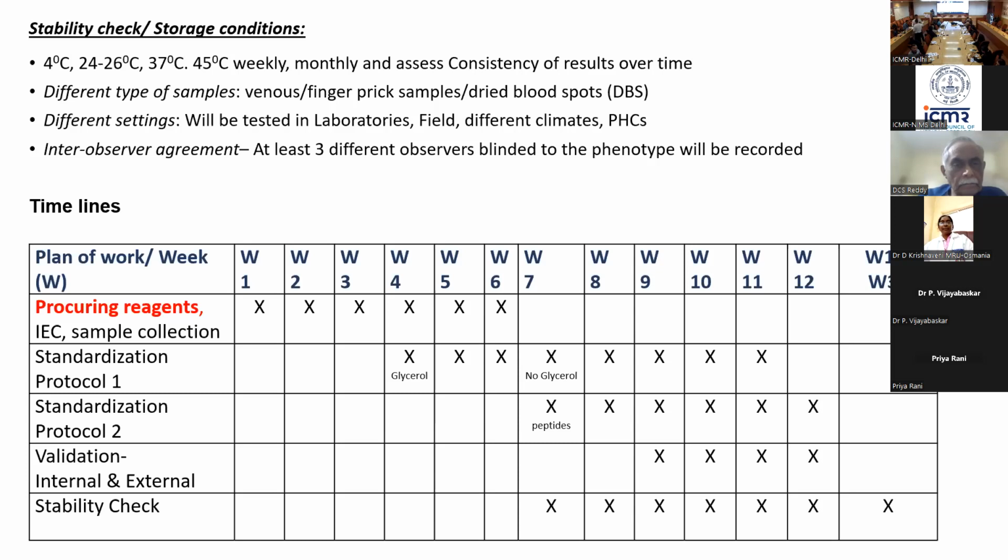Now, timelines are very important. You should have a timeline. Otherwise, nothing will be done within a set time. I am highlighting procuring reagents because I feel that is the thing which takes the maximum time, especially with our government institutes through the GeM. It takes 3 weeks, and once the company gets an order, it at least takes 3 to 4 weeks.